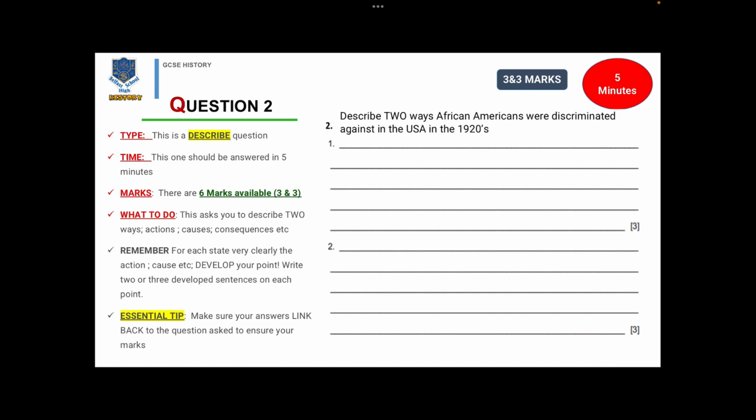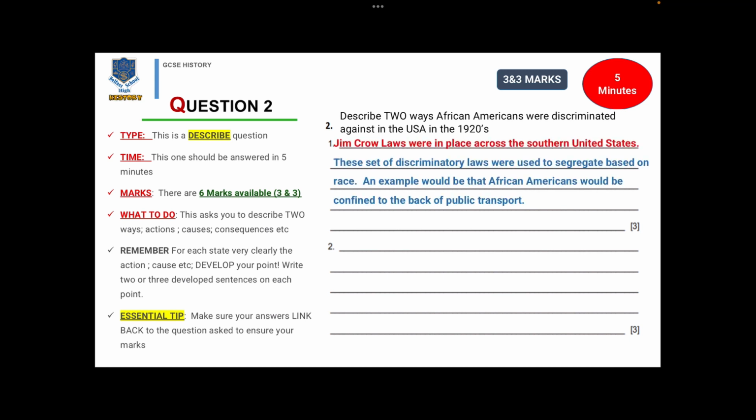What's very common is that students race through this here and don't actually get the 3 marks. It's worth 3 marks each. Don't forget to develop your point. So you should have a key point and be able to develop it with 3 developed sentences. That's usually the best way to go. So in this case, always link back to the question asked. In this section here, it's describe 2 ways African Americans were discriminated against in the United States in the 1920s.